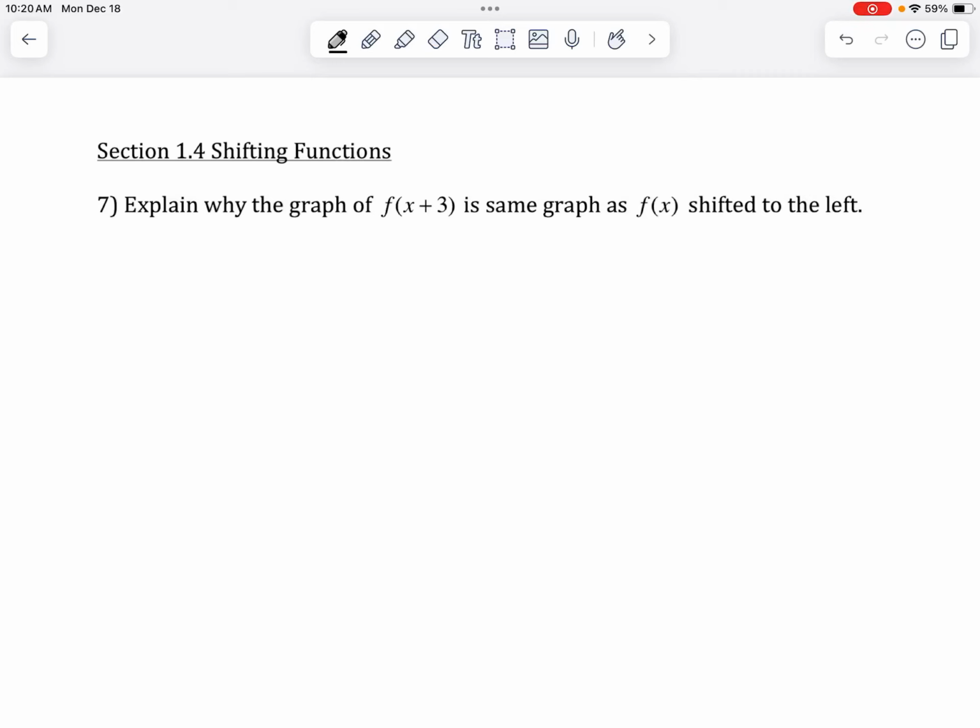So why is it that if you substitute an x plus 3 in place of an x, that's going to shift the function to the left? Because it seems like logic, if you put a plus 3 on something, doesn't that go to the right?